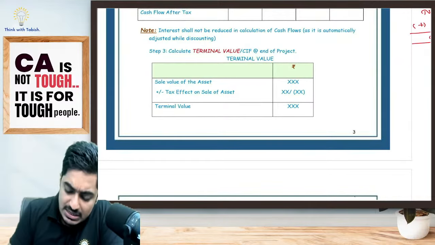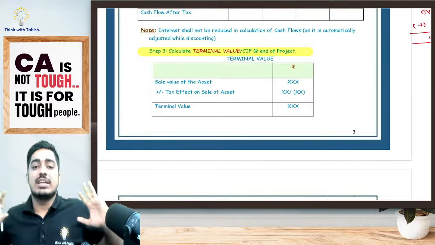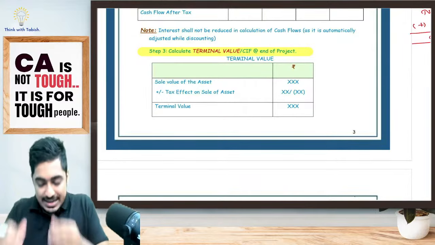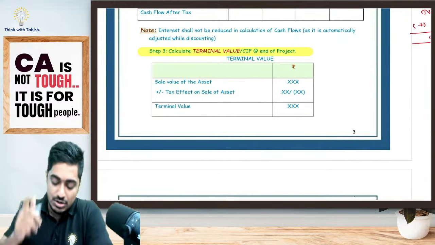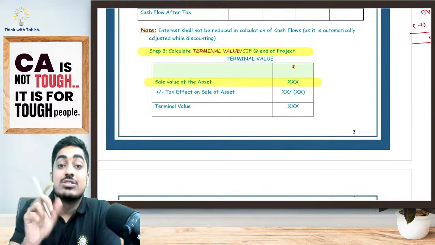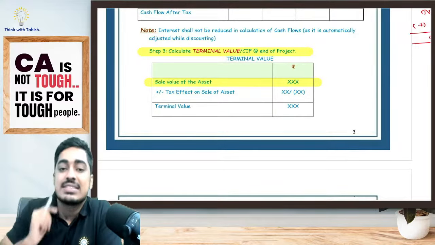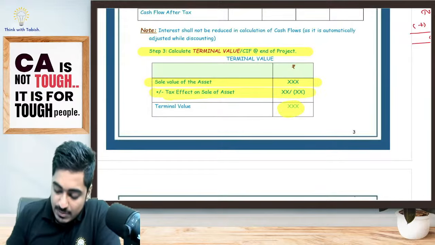No issues. The main thing here is the calculation of terminal value. At the end of the life, I don't want the sugarcane machine. I am telling I will sell this. So when I sell the asset, I will be getting some cash. Sale value I will be getting. But when I get the sale value, if there is a gain, government will ask tax on that. So I'll have to adjust my capital gains. So that will give me my terminal value.